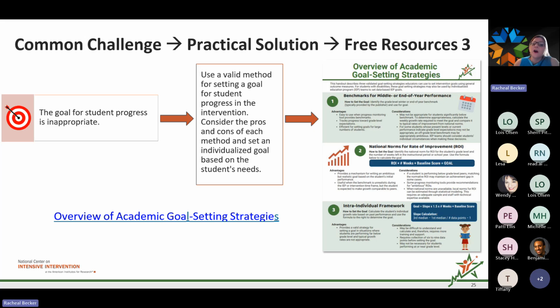The third goal setting option or goal setting strategy is the intra-individual approach. Now, this is based on the student's own growth rate, where you're looking at their current rate of growth, and then working to increase and accelerate progress. This is really intended for students who are already identified as special ed, typically, and are significantly behind, but it is a way to track growth for those students.